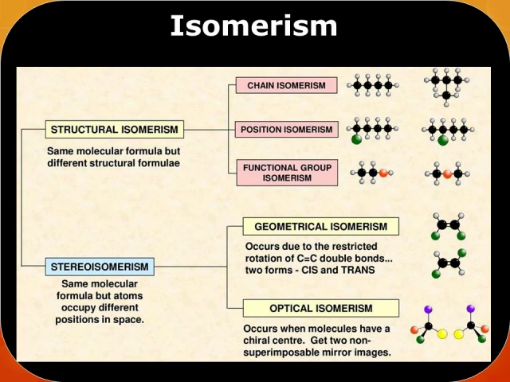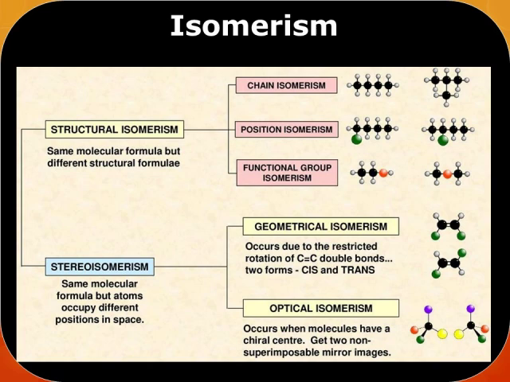That is the same molecular formula but displaying different structures based on the structure of the chain, the straight chain molecule, and based on its positions, where a certain element is positioned or bonded to a carbon atom in the molecule. It is called position isomerism. And then functional group isomerism is when the functional group changes its position or place. It is called functional group isomerism.